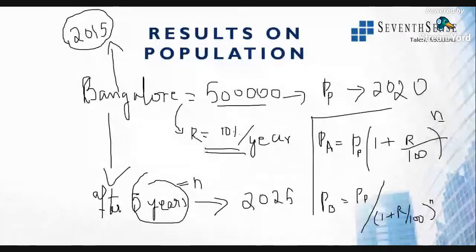This is one simple example from the concepts of compound interest. This is a formula that we use in compound interest. Clear? So this is PB, that is population before n years. This is after n years, this is before n years, equal to the present population divided by 1 plus R by 100 whole power n. R will be 10%, n will be 5 years. So we will be using these formulas to solve the problems.